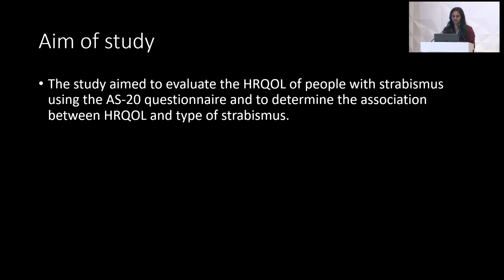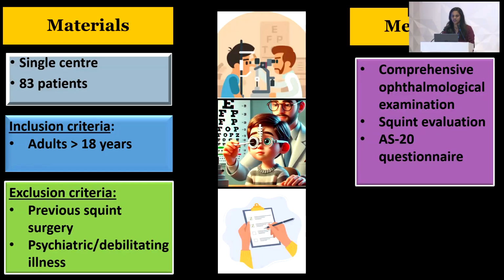So the aim of my study was to evaluate health-related quality of life in people with strabismus using the AIOS20 questionnaire and to determine the association between HRQOL and the type of strabismus. So it was a single-center study comprising of 83 patients and included adults more than 18 years. We excluded patients with history of previous squint surgery and history of psychiatric or debilitating illness. All patients underwent a comprehensive ophthalmological examination, a squint evaluation, after which the AIOS20 questionnaire was administered.